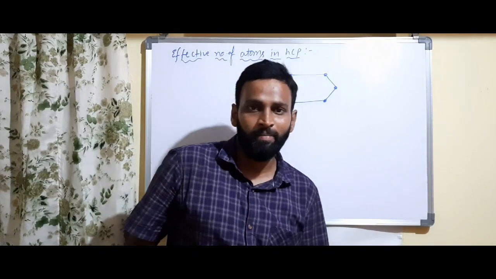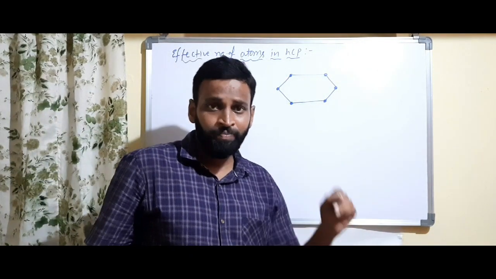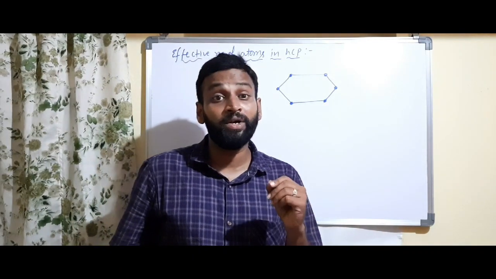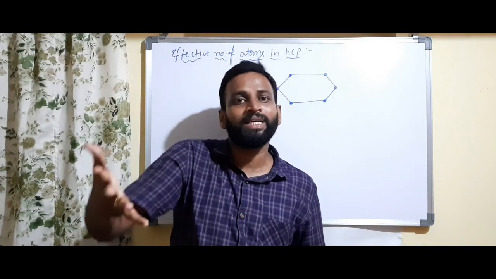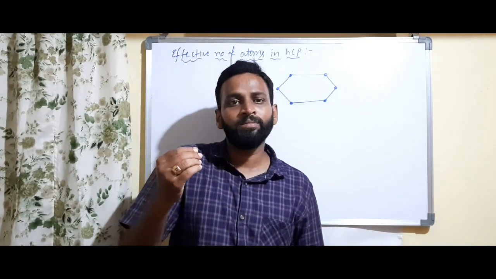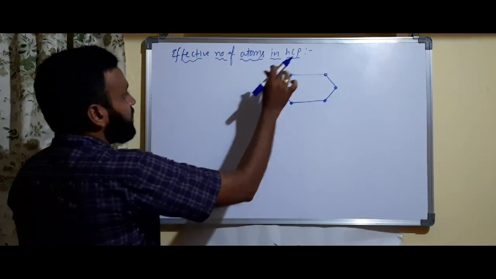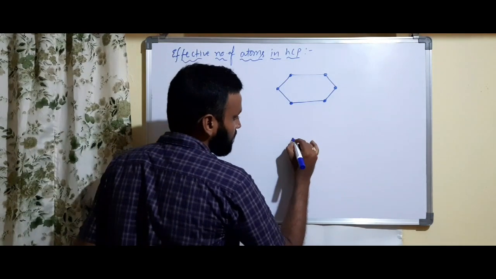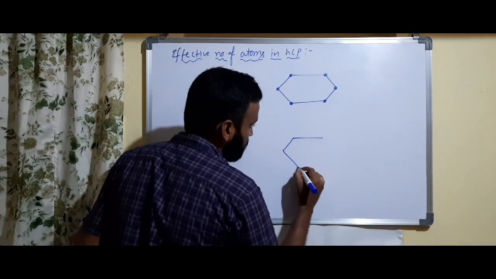In that way you can remember. In hexagonal close packing structure, each corner atom is shared by 6 unit cells, not 8. In normal cubic structure, each corner atom is shared by 8 unit cells. Getting what I am saying? So in HCP, you have to consider 2 hexagonal rings, as I told you previously. So as I told you, you have to do that.